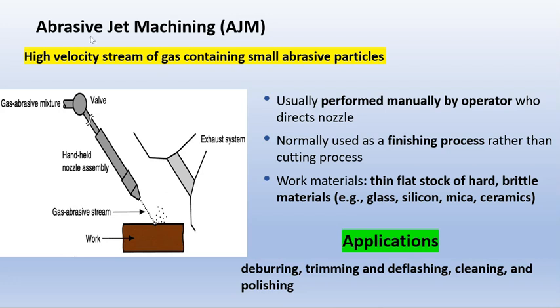Okay, the other one is abrasive jet machining, in which they're using a stream of gas containing small abrasive particles. So they have the gas, and then the particles at high speed, high velocity, usually performed manually by an operator who directs the nozzle. And this one is usually for finishing processes rather than cutting because they are aiming for the surface. Usually for thin flat stock of hard brittle material such as glass, silicon, and ceramic, and the application is more on finishing processes of cleaning, polishing, trimming, and deflashing.